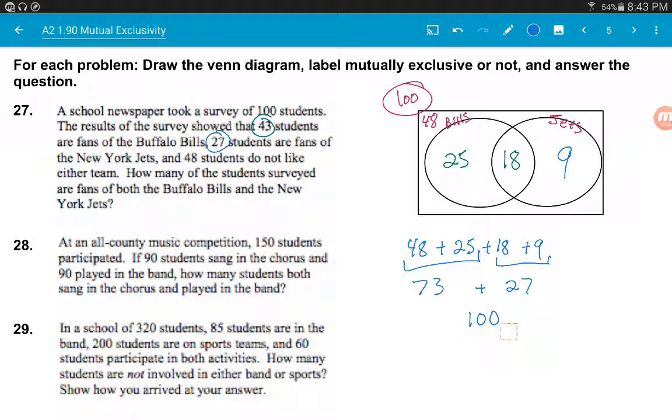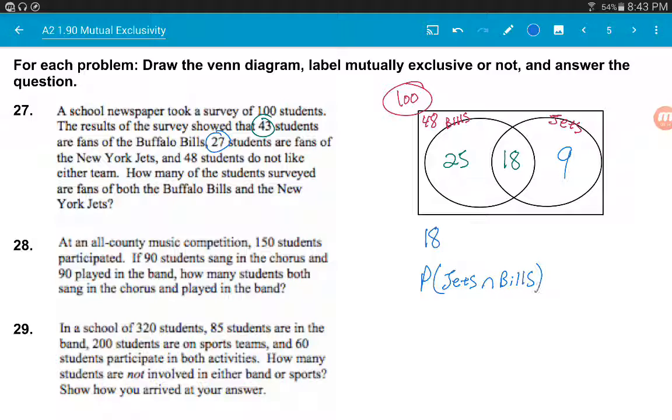So let's see. How many of the students surveyed are fans of both the Buffalo Bills and the New York Jets? That's going to be 18. And the probability, if I wanted to add that on to question number 27, of Jets and Bills would be 18, because that's how many fans are both, out of 100 total. But that wasn't really what they asked, that was the answer. And you might want to specify 18 people, 18 students.